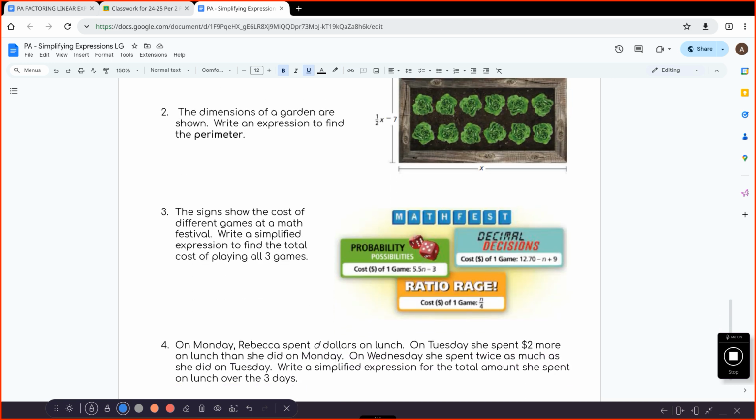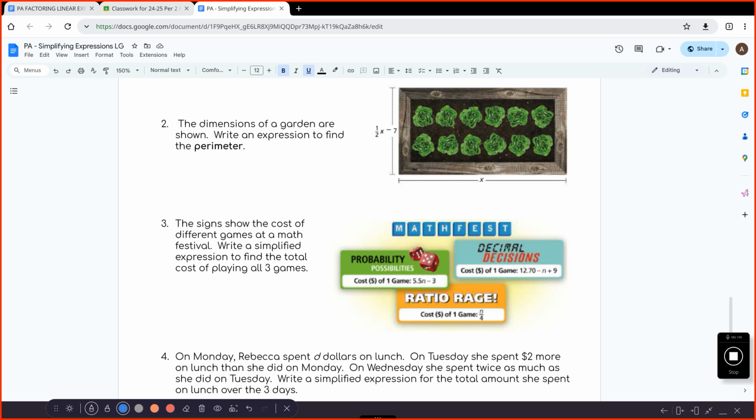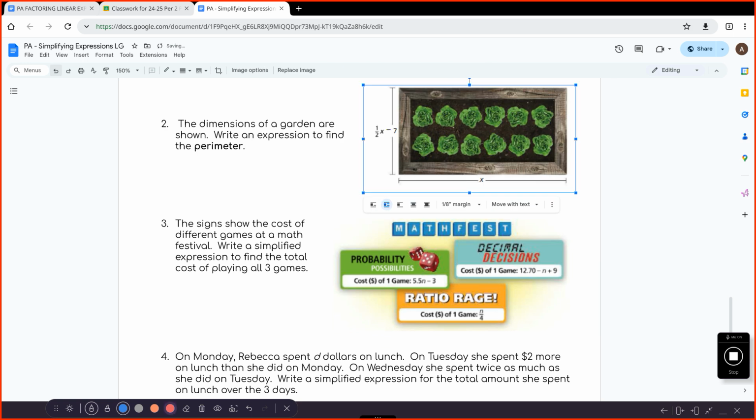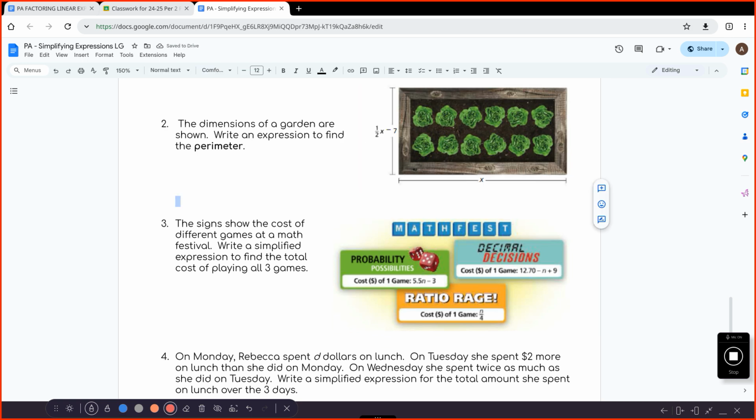All right, in example 2, the dimensions of a garden are shown. Write an expression to find the perimeter. So we have here, this side is X, right? The bottom is X, which means that the top would also be X, right? So if this bottom piece is X, then we know the top is X. This piece is 1/2 X minus 7. That means that this piece is 1/2 X minus 7.